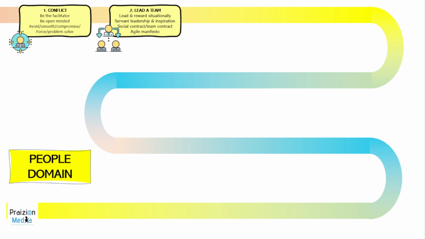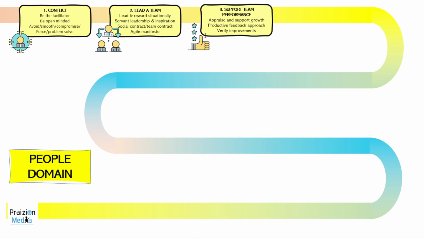Number 2, lead a team. Lead and reward situationally. Remember servant leadership. The terms social contract, team charter, team agreement, you should be all over that and understand the importance of the Agile Manifesto values and principles. Number 3, support team performance. Appraise and support growth. Remember, productive feedback is important. We want to give the team that productive feedback and verify improvements in their performance.